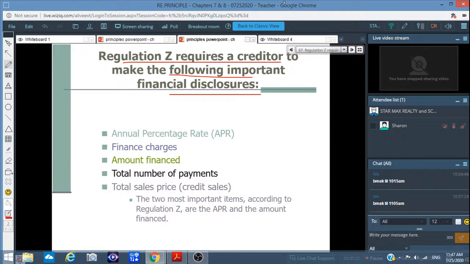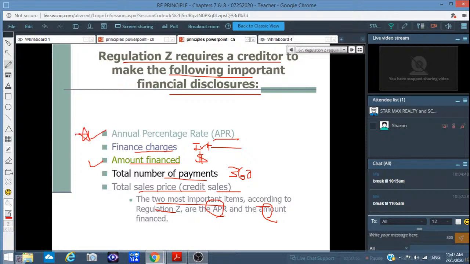OK，他们也要求银行宣布其他东西。OK，当然是 APR 了，right？Finance charges what? Interest rate, right? Interest charge, okay? Amount finance, right? 这个额度，right? 借款的额度。Total number of payment，if it's 30 years, it's 360 payments. Okay, total sale price, credit sale. The two most important items according to Regulation Z are APR and the amount finance. Okay, so amount finance and APR. Those are the two most important items. Okay，Regulation Z 最主要的话，right，就是这个 APR 的数值，加上了你的额度。如果你两个都知道的话，你里面的情形都没问题的。Okay.